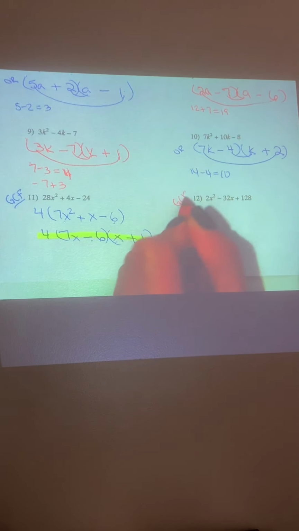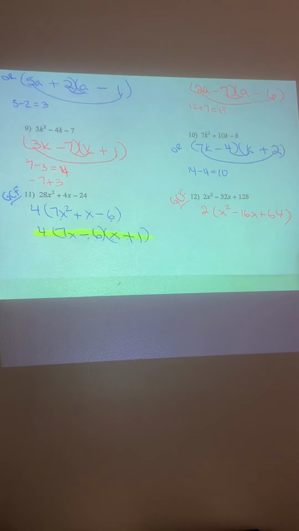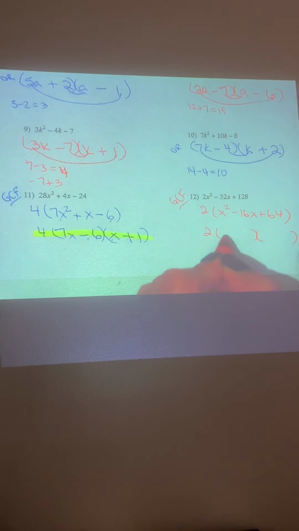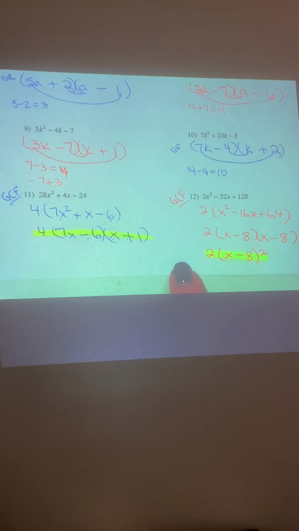another greatest common factor here as well is a 2, x squared minus 16x plus 64. Bring down the 2. Factors of 64 that add up to 16, 8 and 8. Last term's a plus, middle term in both. Final answer is a perfect square trinomial. So I can leave it either way. I can write 2 times (x minus 8)(x minus 8), or 2 times (x minus 8) squared. And there we have it.